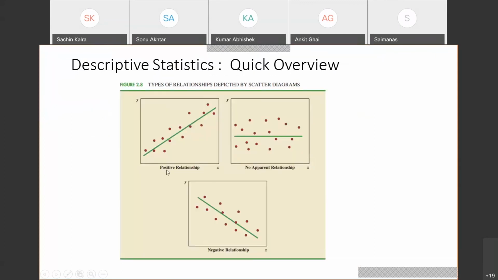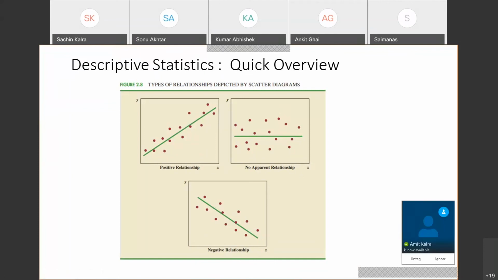Similarly, if the trend line is upwards, we call it a positive relation between x and y. If the values are random, no trend can be analyzed from regression, we would say there is no apparent relationship. If the trend line goes downward, one value is increasing and the other is decreasing. For example, when x is increasing, the y is decreasing here, right? You can say the values are plotting lower and lower. Then we say it's a negative relationship.